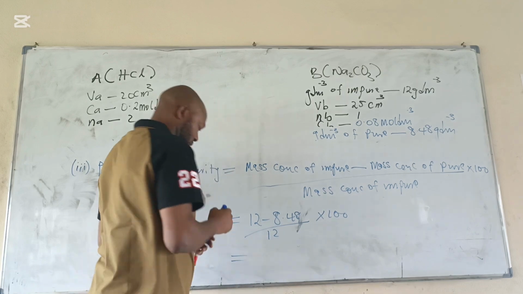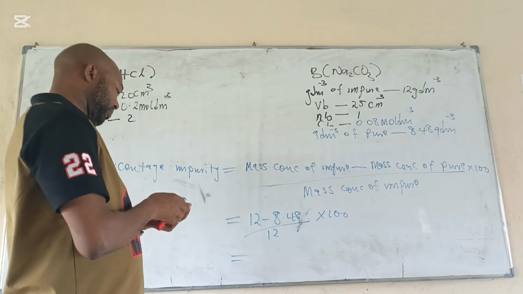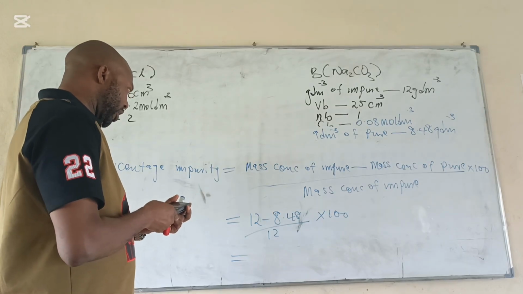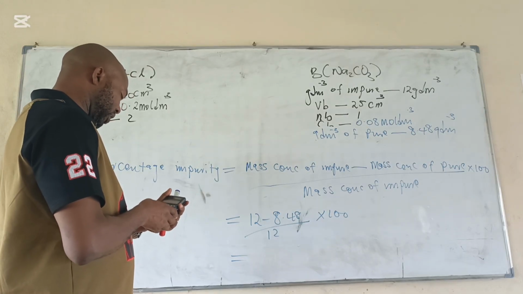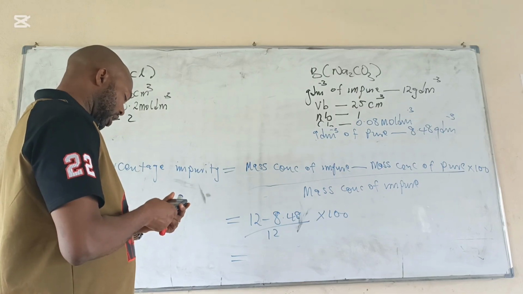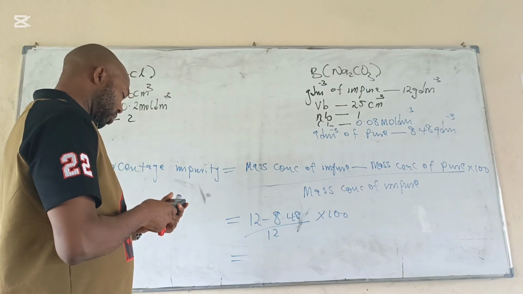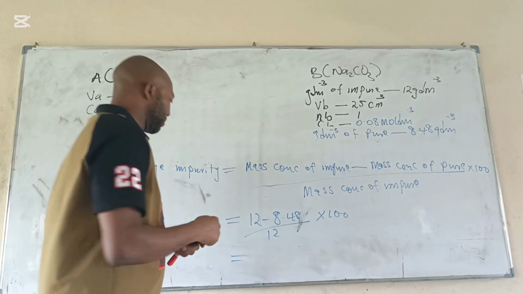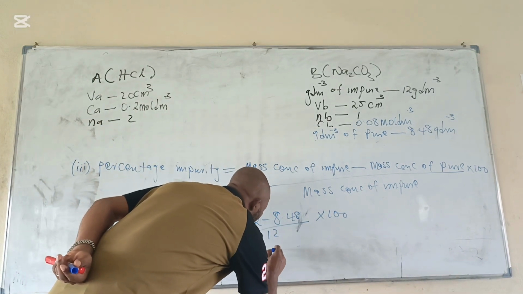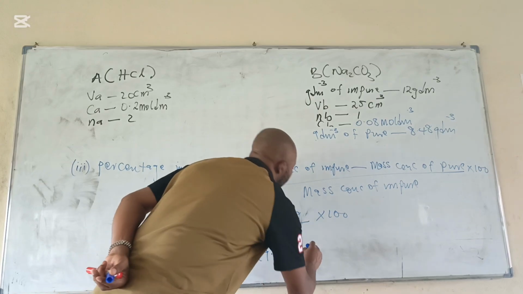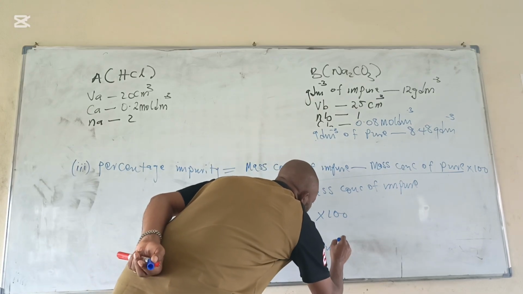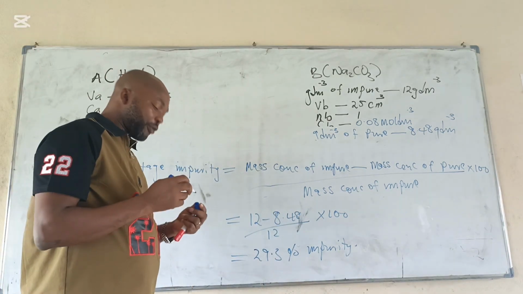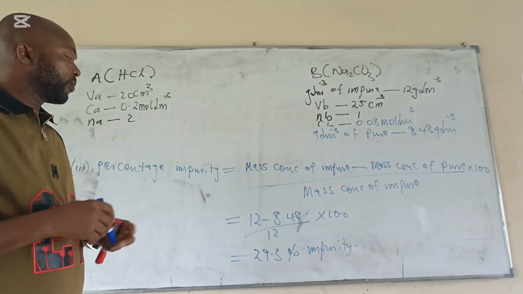And this is equals to what? Let's see. 8.48, good. 12 minus 8.48 divided by 12 times 100 is 29.3. 29.3% impurity. So if this is percentage impurity, we've gotten our fourth answer, which is 29.3%.